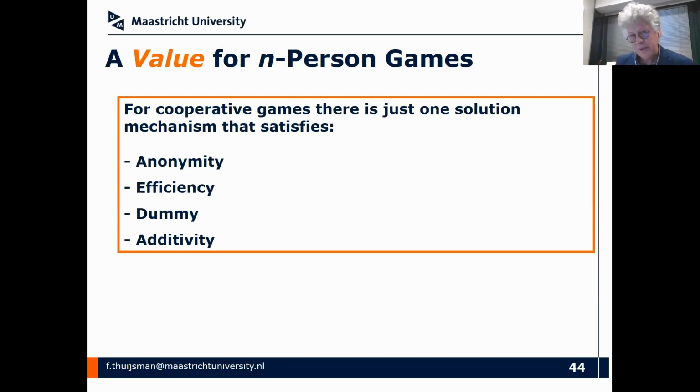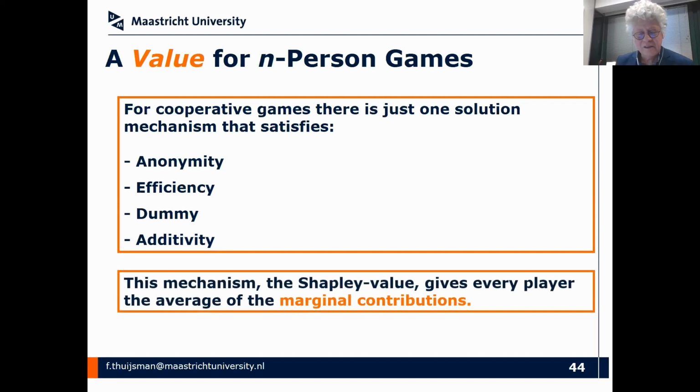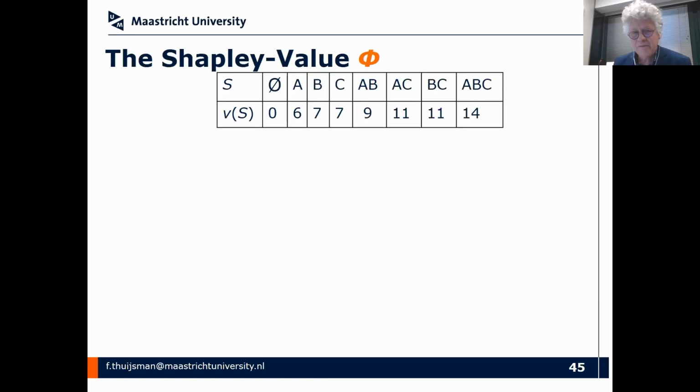Okay? And what Shapley showed, and that's really a remarkable mathematical feat, no matter how many people you have, if you have n players and you find all these things very natural and nice and fair, then there's just one way of splitting the money. And not only does Shapley prove that there's just one way of doing this, he also says how you can calculate it. It's just the average of what's called the marginal contributions. I'll give you an example so you understand what I mean. So here's the game that we've seen before.